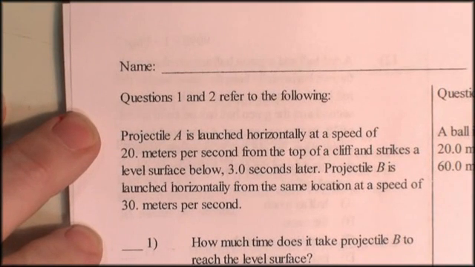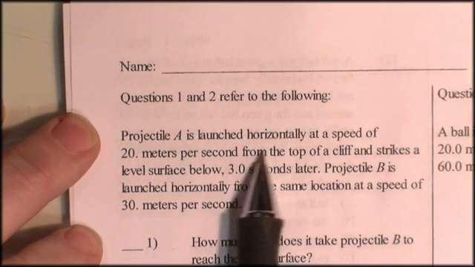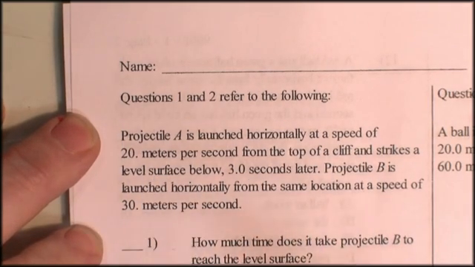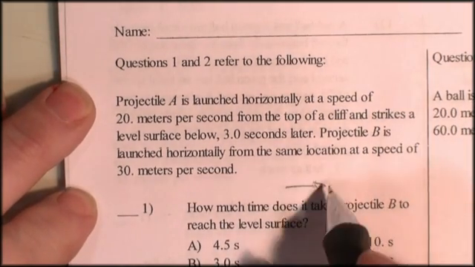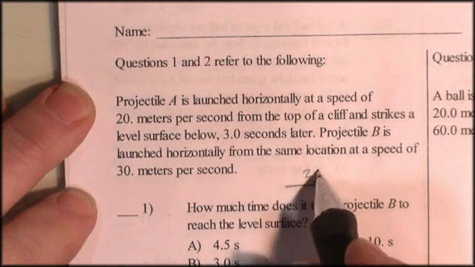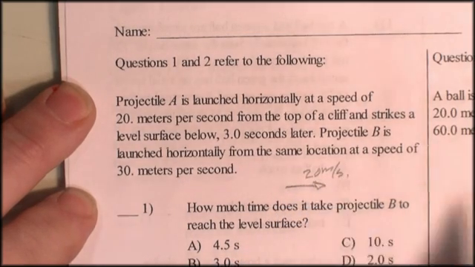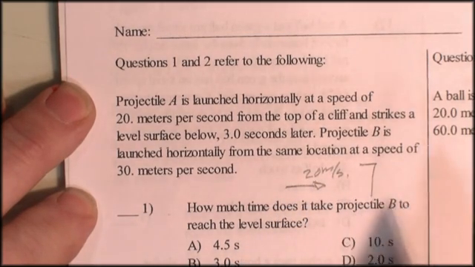This is a problem set in Regents questions on projectile motion. The first problem starts with a scenario: a projectile is launched at a horizontal speed. So I'm going to draw a picture of it. It looks like the speed this way is 20 meters per second, and it's from the top of a cliff.